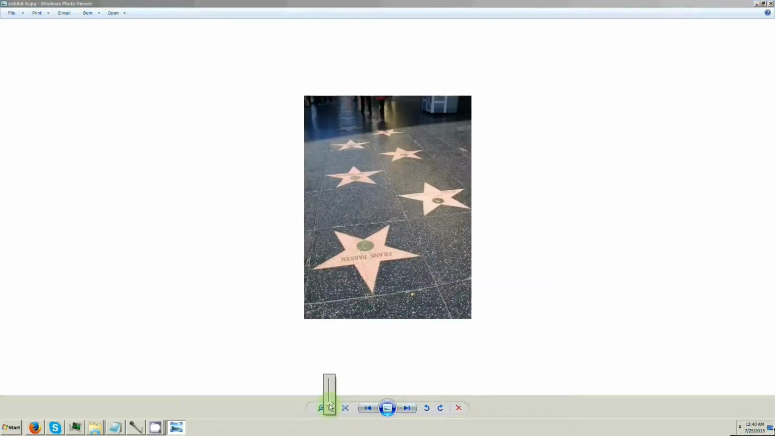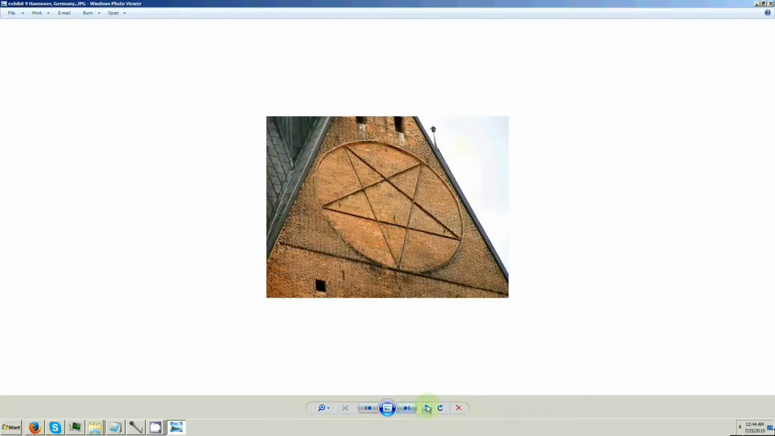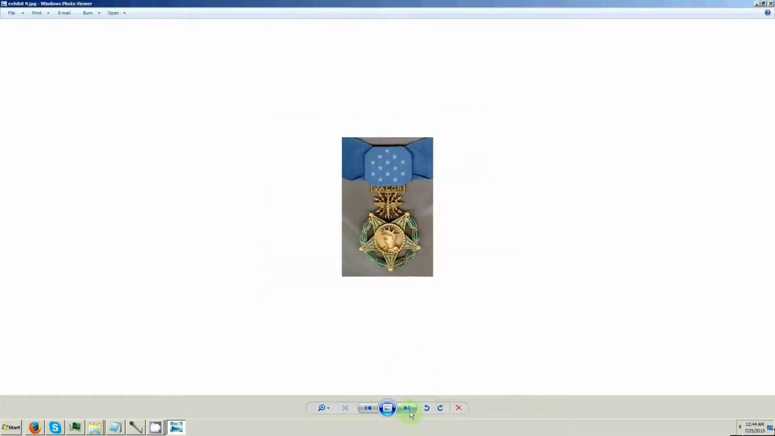This is the Hollywood Walk of Fame. A lot of magic practices are related to Hollywood, and a lot of movies feature subliminal programming. This is from Hanover, Germany. A church there has the inverted pentagram. This is the American Medal of Honor. Again, it makes me wonder why they chose the pentagram as a design.